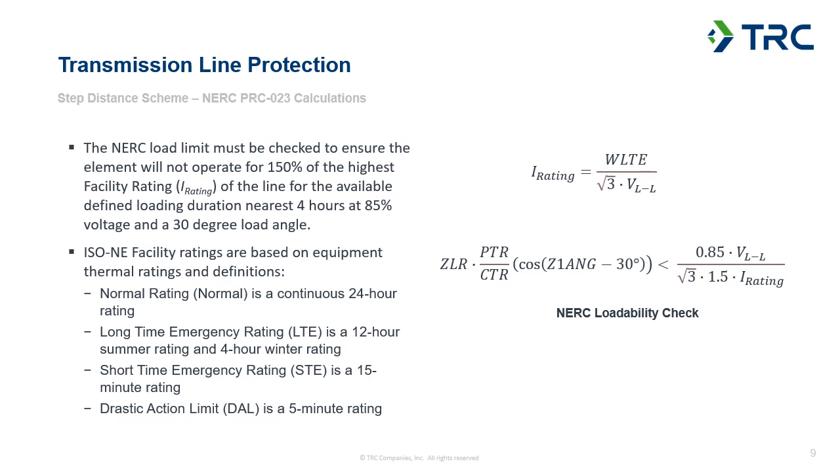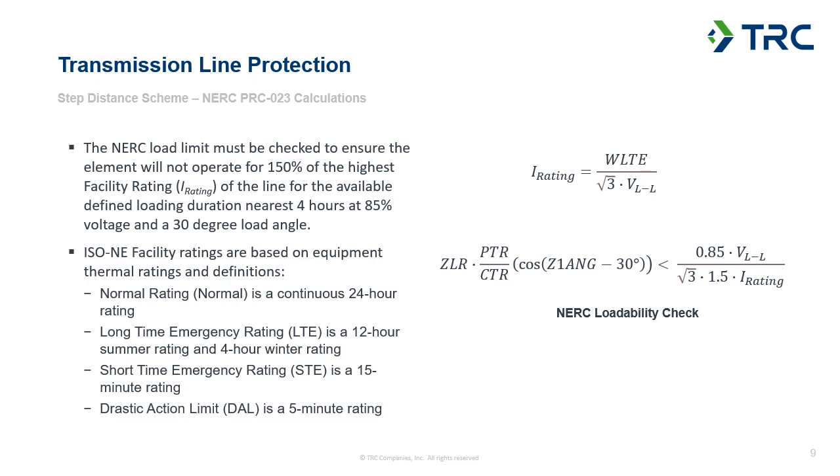The short-term emergency rating is a 15-minute rating, and then they also define a drastic action limit, which again would have a summer or winter criteria. And this is a 5-minute rating. This is absolute worst case. You can operate the system like this for a very short time while you provision the system to hopefully offload some of the loading on the line that is at that limit.